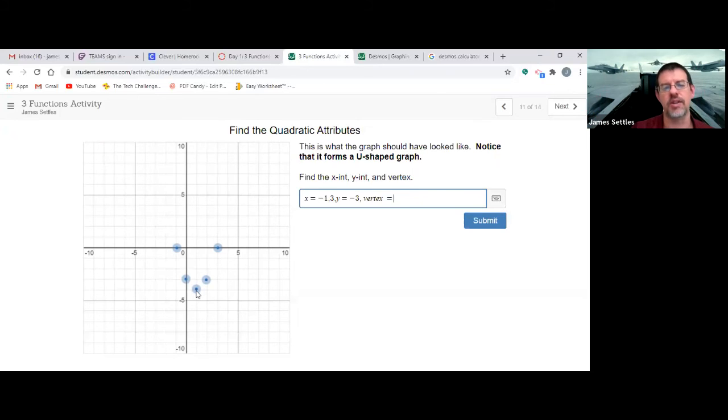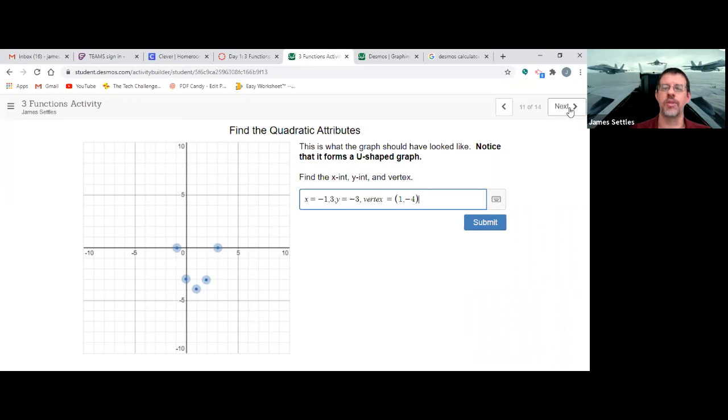So this is our vertex right here. So it's just a matter of finding on this the very highest or the very lowest point. And then this is an actual point, so we're going to put it in parentheses. So this point is 1, -4. So 1, -4. All right. And then I know it says submit there, but you don't have to submit.